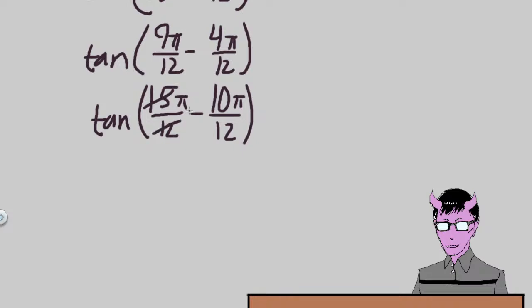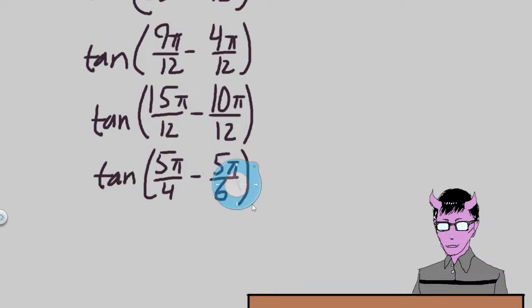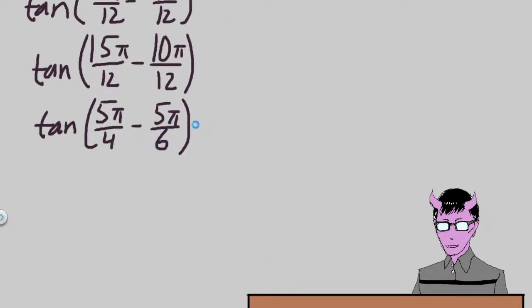Okay. So this one is going to simplify into what? Divide by 3, divide by 3: 5 pi over 4. And then this one simplifies by dividing by 2, dividing by 2, so 5 pi over 6. Okay. So that's the situation we're dealing with.